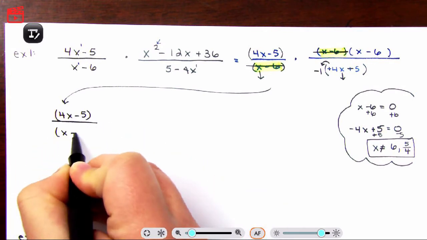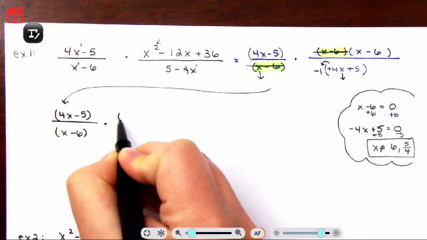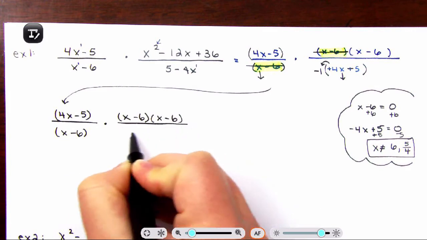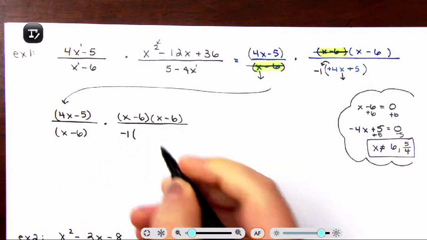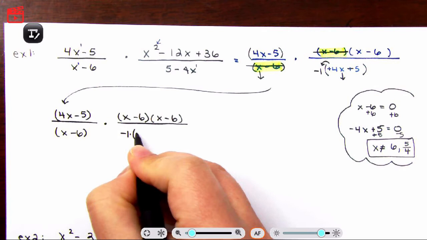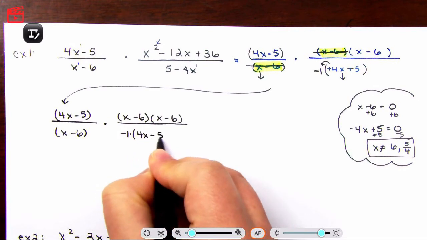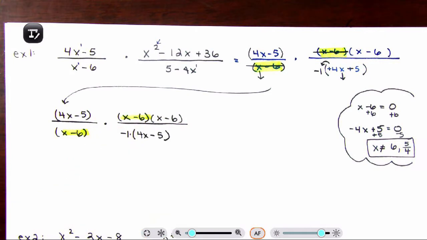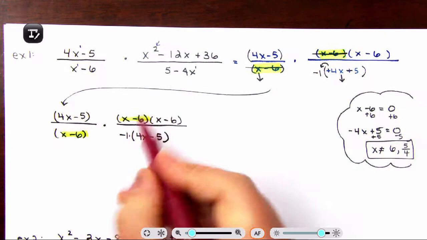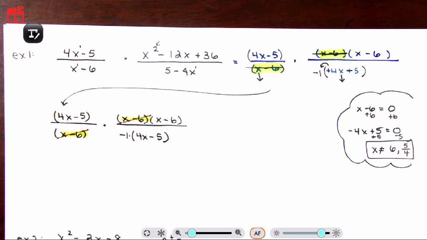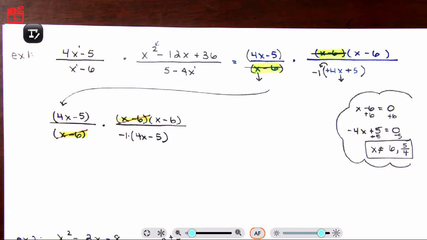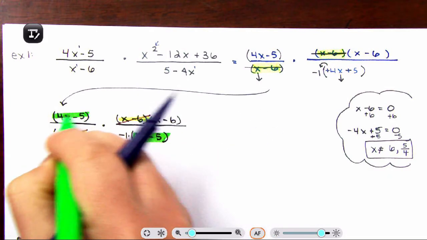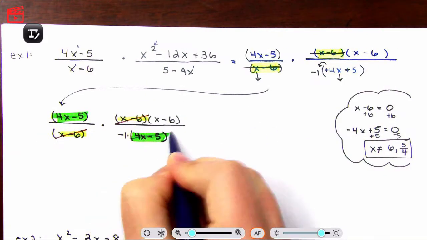I'm going to just rewrite everything here so we have a little bit more space. And then I'm going to recancel out my x minus 6. I did now factor out that negative 1, so it's negative 1 times 4x minus 5. Now I have my bubbles matching up. My x minus 6 bubbles were crossed out already. My 4x minus 5 bubbles are now matching, and since they are identical bubbles after factoring out that negative 1, we get to cancel those out as well.